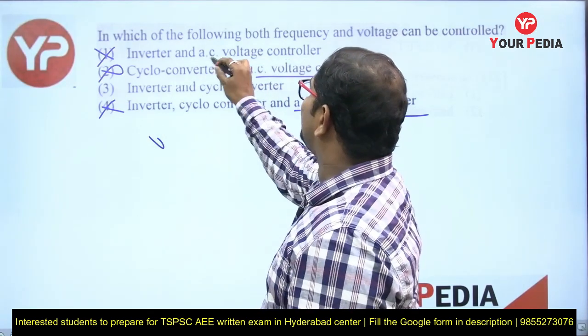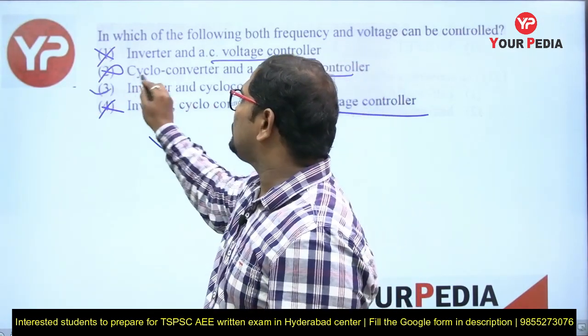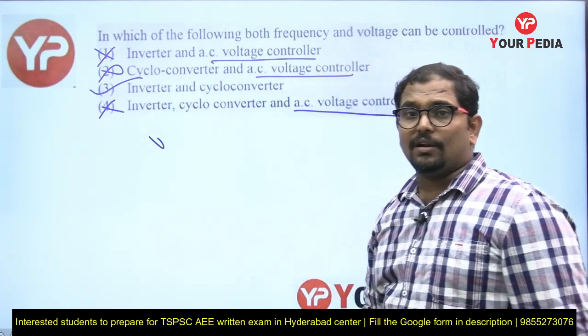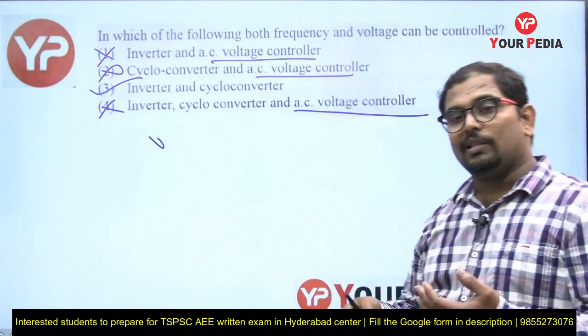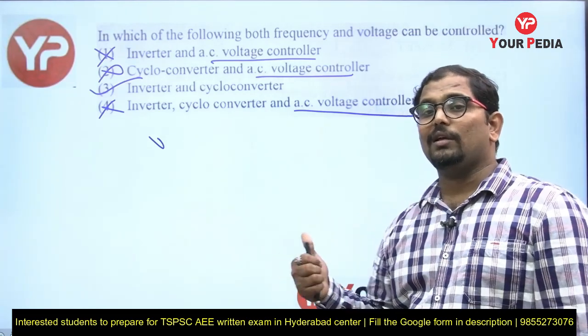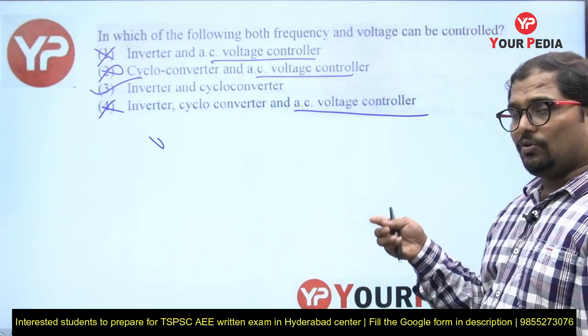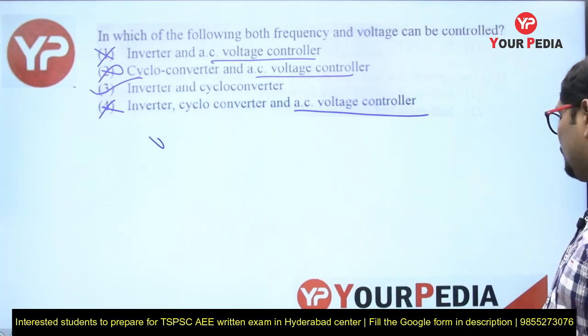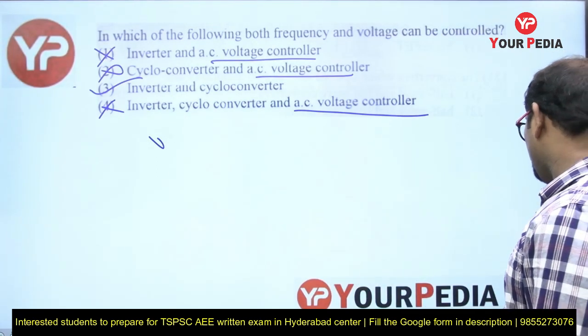So the final answer is which one? Third option is the right answer. Yes or not? So in this way you need to solve the problems based on the question. Based on the question you can solve the question. Okay, so options also you can use elimination, option elimination technique. Let's move to the next question.